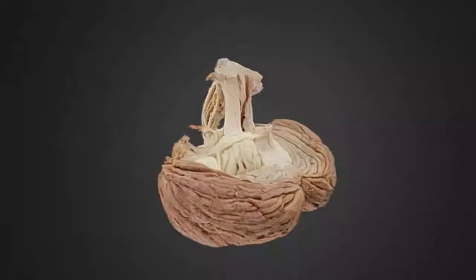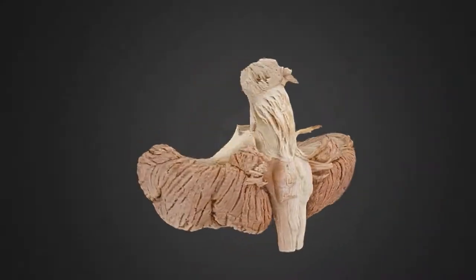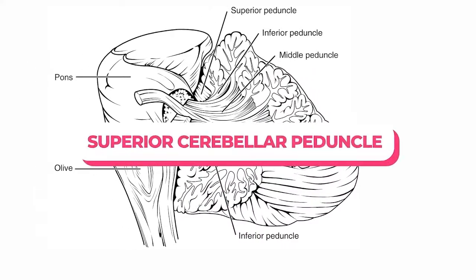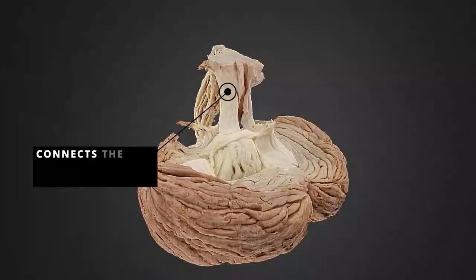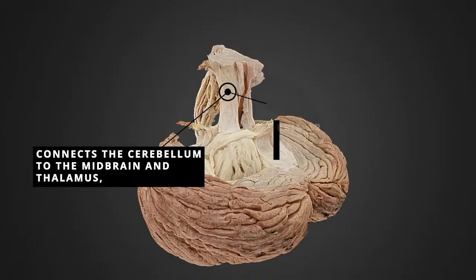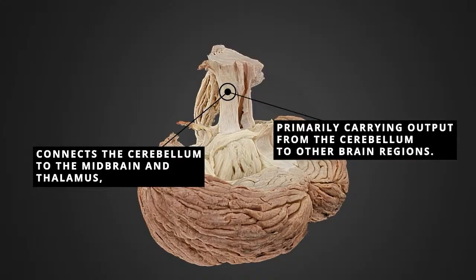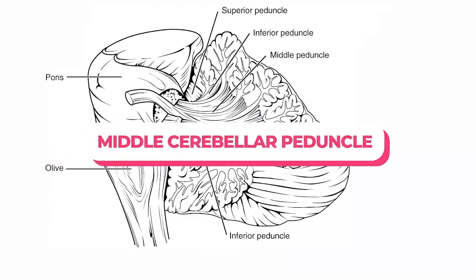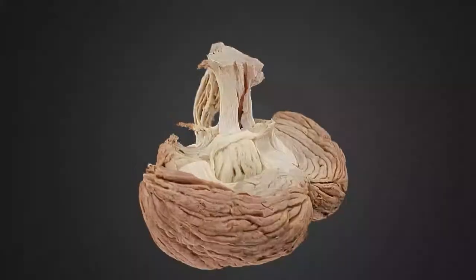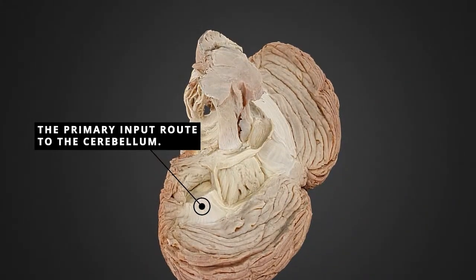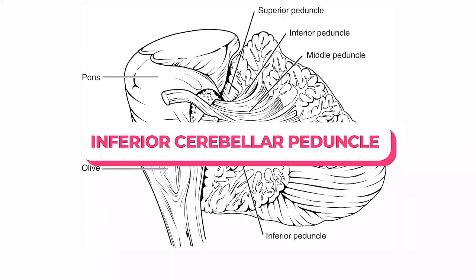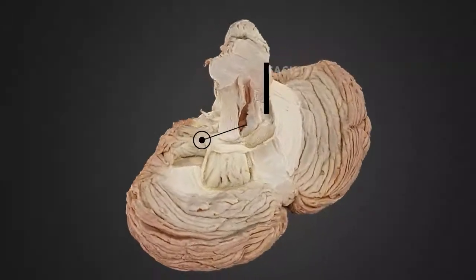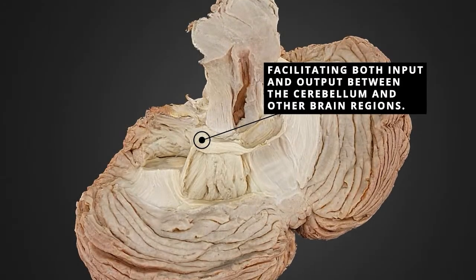Peduncles. The cerebellum communicates with other parts of the brain via three paired structures known as peduncles. Superior cerebellar peduncle. Connects the cerebellum to the midbrain and thalamus, primarily carrying output from the cerebellum to other brain regions. Middle cerebellar peduncle. Connects the cerebellum to the pons and is the primary input route to the cerebellum. Inferior cerebellar peduncle. Connects the cerebellum to the medulla oblongata, facilitating both input and output between the cerebellum and other brain regions.